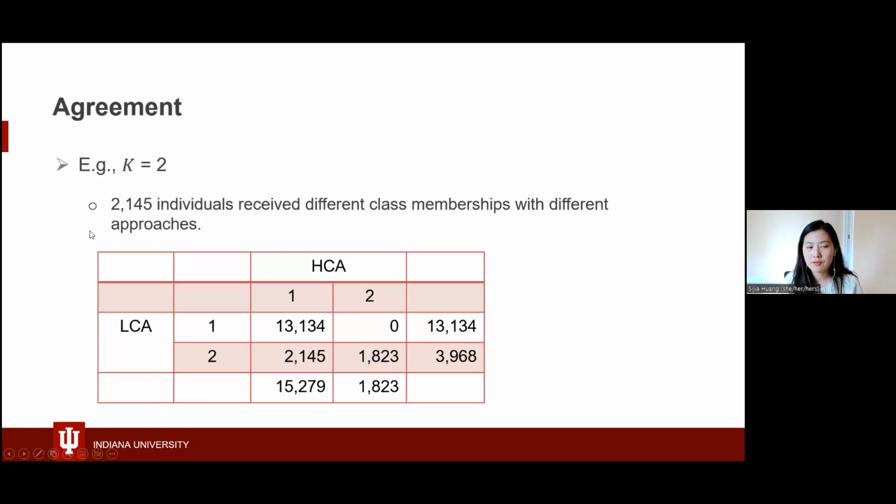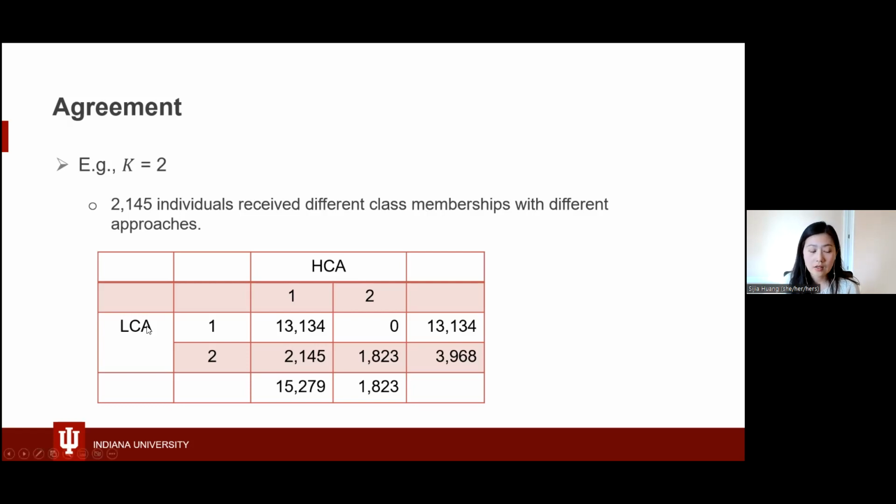After having those results, another thing which is fun that we tried to do is to see how the two approaches agree with each other. To look at the agreement, we tested the agreement in class membership assignment. For example, when we retain two clusters, we see how each of the individuals got classified based on the two different approaches, the model-based LCA and the non-model-based hierarchical clustering analysis.